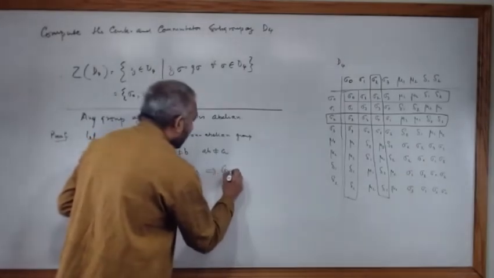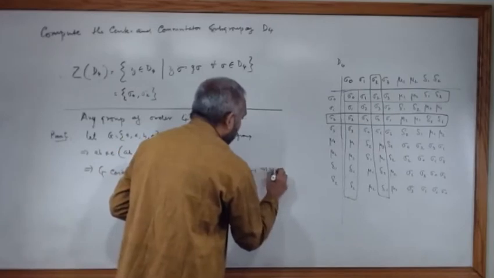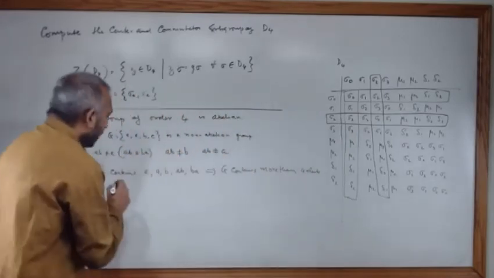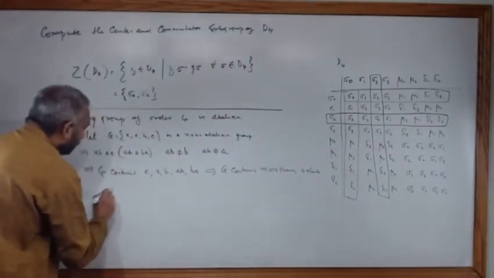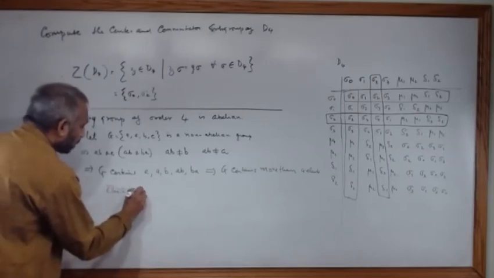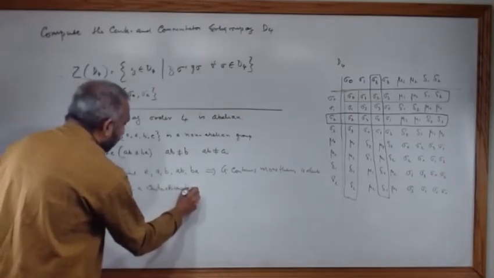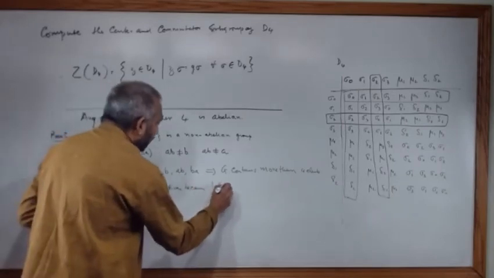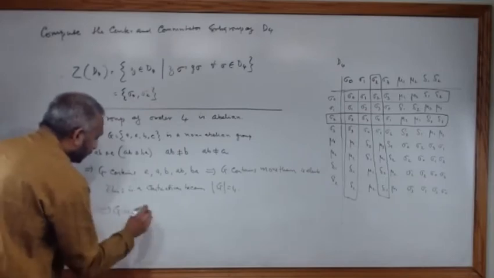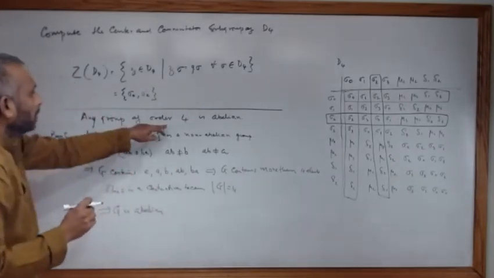But we already assumed that this has only 4 elements. Meaning G contains more than 4 elements, and that implies a contradiction, because the order of G is equal to 4. That implies G is abelian. So any group of order 4 is abelian.